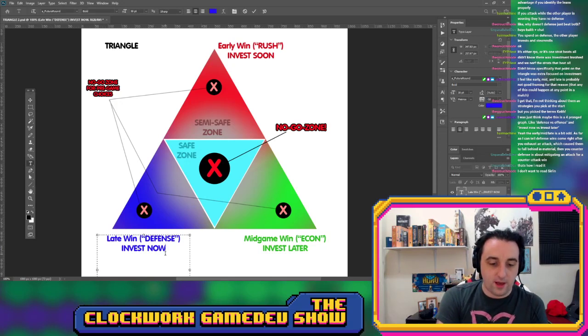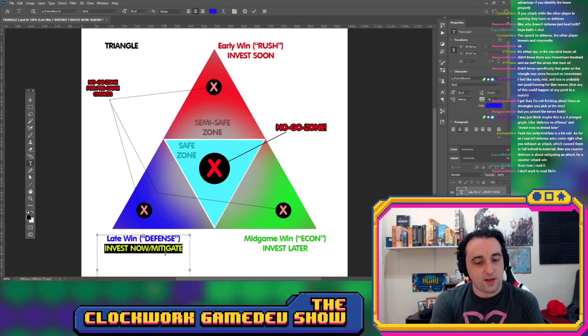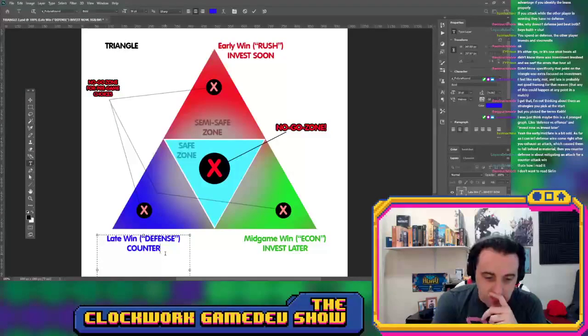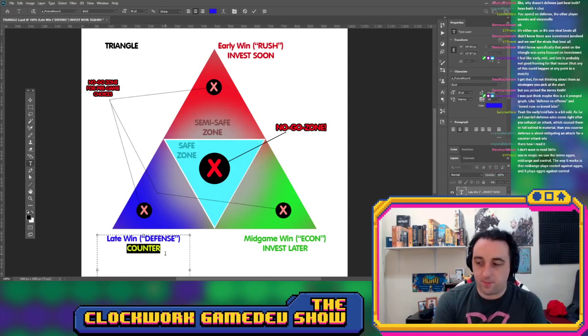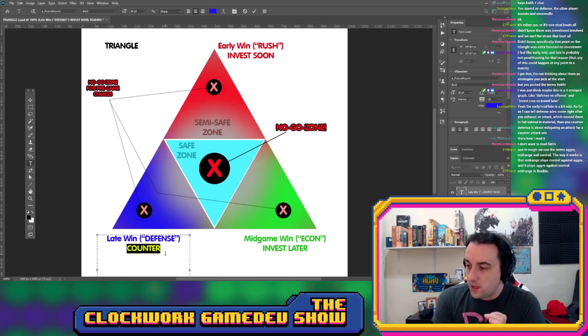Mitigate. Or counter. I'm trying to think of a good way to phrase this. So in Magic, we use the terms aggro, mid-range, and control. Right, control is a good way of putting it. Yeah, aggro, mid-range, and control. That's pretty good, actually. Mid-range plays control. Wait. And it plays aggro against control.